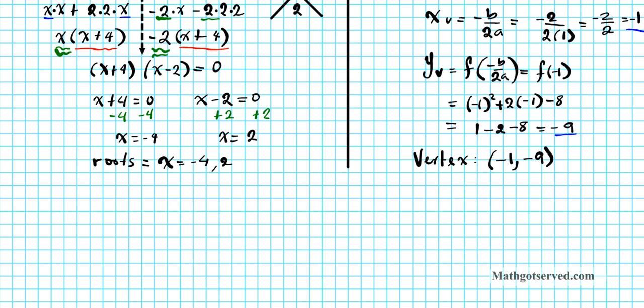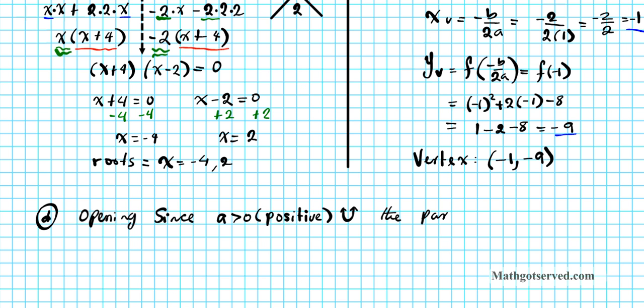Alright, now let's describe the opening, extrema, and the value, part D. So let's start with the opening. Alright, so since a is greater than 0 or positive, the parabola opens up. We're gonna have a happy situation right here. So since a is positive, greater than 0, the parabola opens up.